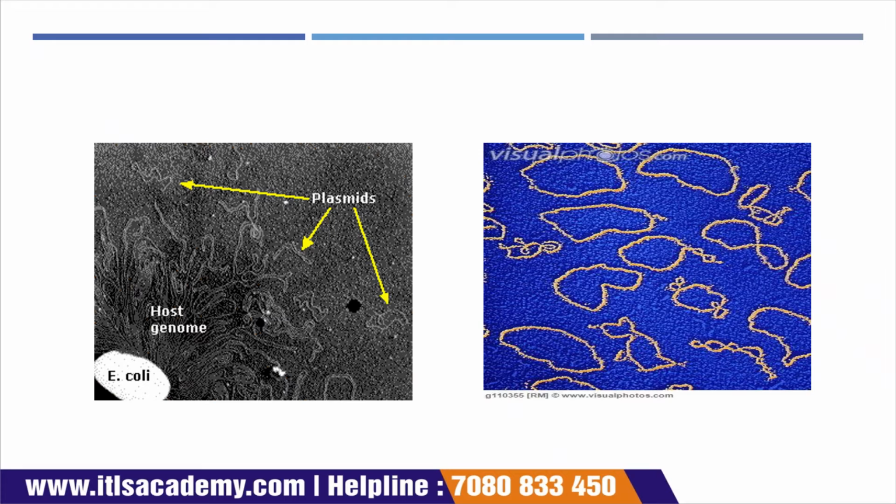Next slide. This diagram shows your plasmid, and this is your E. coli, and this is your host genome. A plasmid is an extra genomic material of the host cell, apart from the host genome.